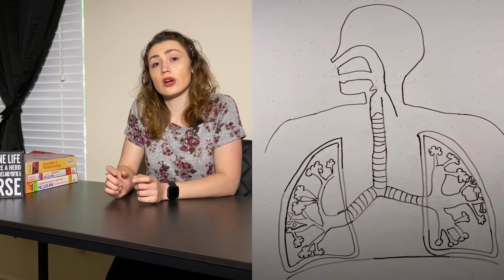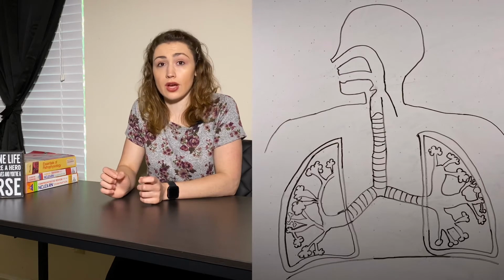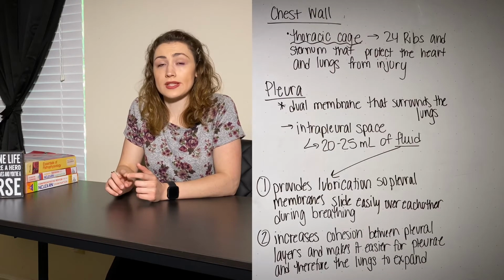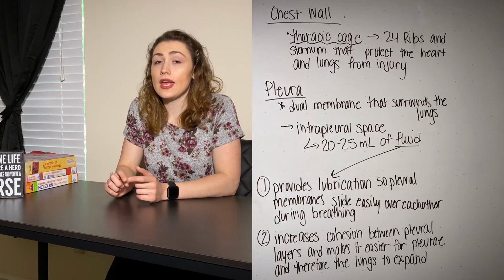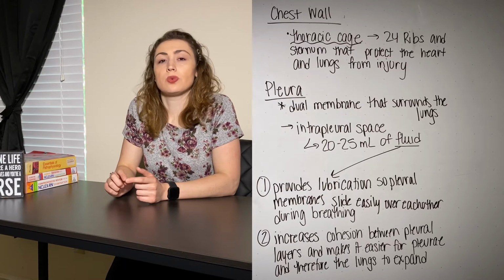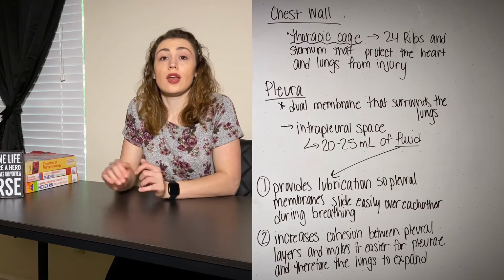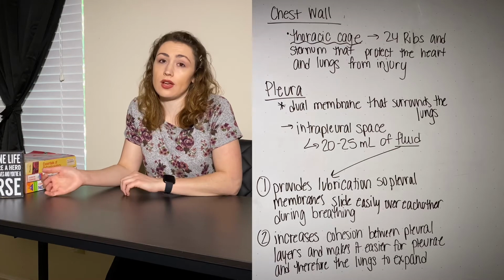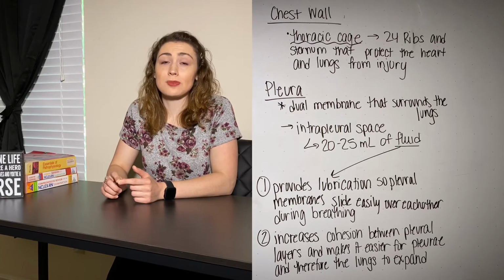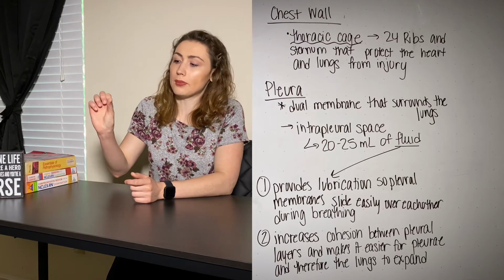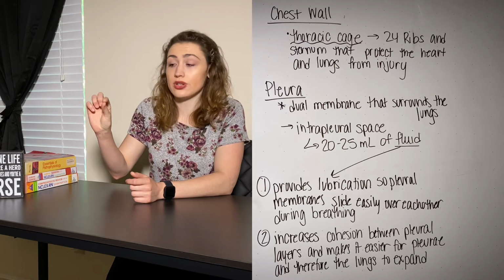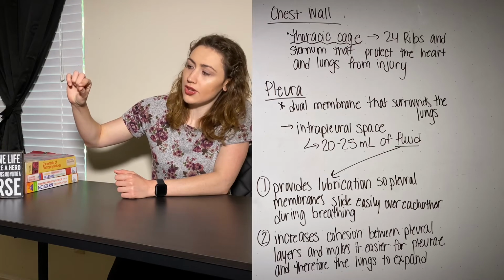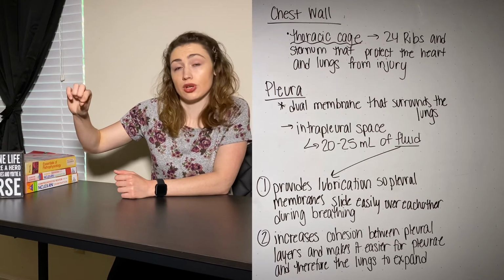Now the pleura are a double membrane that surround the lungs. Inside the pleura, there is something called an intrapleural space, intra meaning inside. In that space, there is 20 to 25 milliliters of fluid. Now the fluid that is in the pleural space has a couple jobs in and of itself. The first job of the pleural fluid is to provide lubrication so that the pleural membranes slide easily over each other during respiration. Think about if I put lotion in between my fingers. My fingers would slide more easily over each other when I tried to move them.